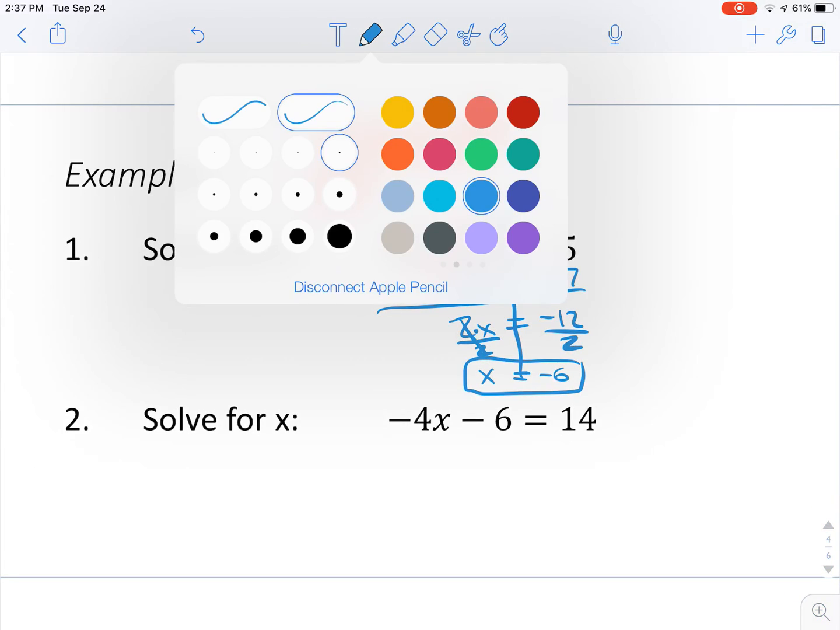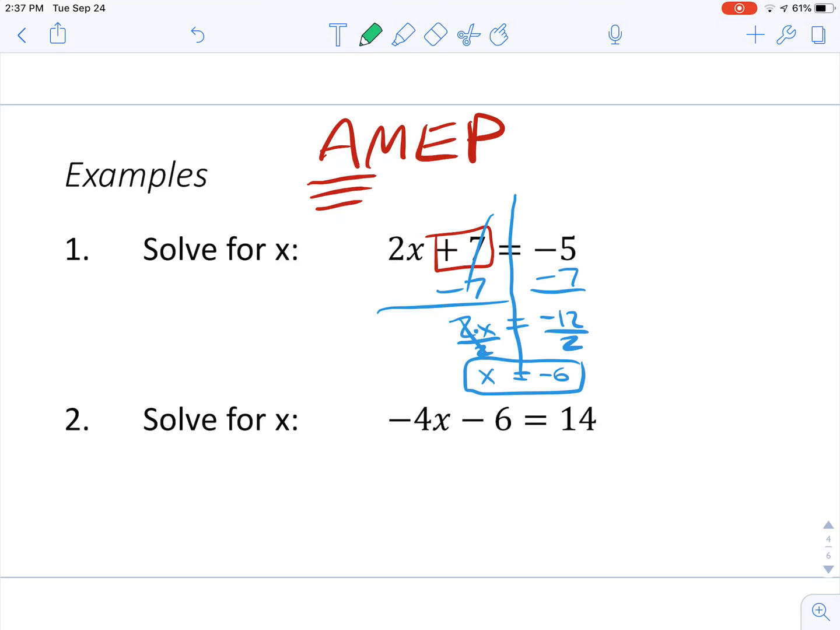Number 2. We want to take care of this addition and subtraction first. So I'm going to add 6 to both sides. I'm going to have negative 4x left. I'm going to have 20 on the other side. So negative 4x equals 20.